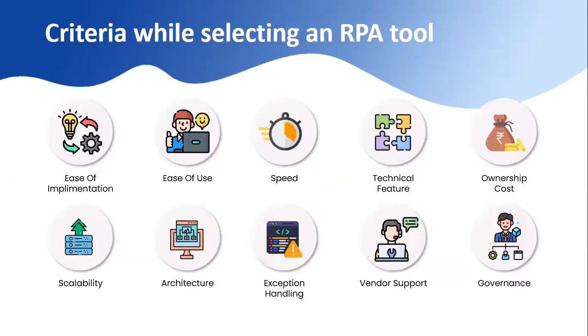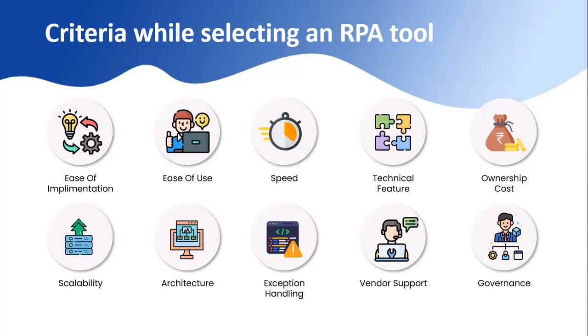Now, our major focus criteria while selecting an RPA tool. It's very important for you to select the RPA tool. This is the answer to the question of what points you will look at when you are selecting an RPA tool. So the first one is ease of implementation.